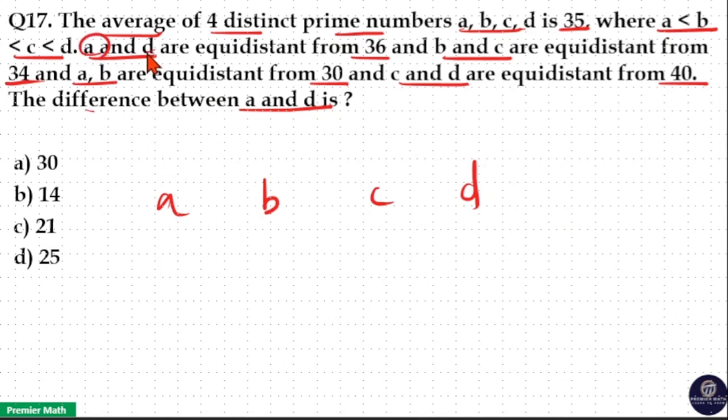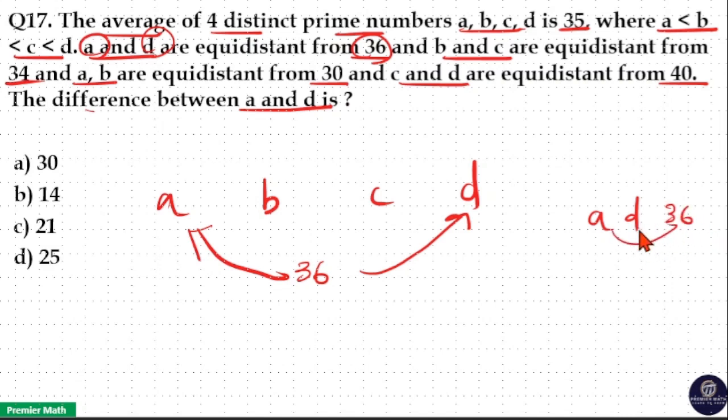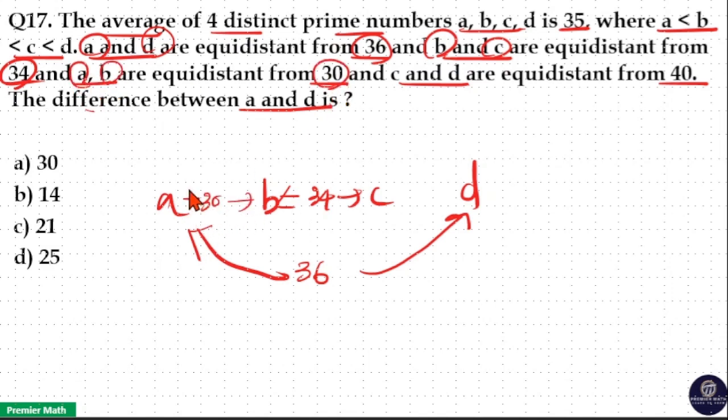Now A and D are equidistant from 36 means 36 is definitely between A and D, because if it is on the right side of both, the distances vary, and even if it is on the left side of both, the distances vary. So it is between A and D. In the same way, B and C are equidistant from 34, so 34 is between B and C. A and B are equidistant from 30, so 30 is between A and B. C and D are equidistant from 40, so 40 is between C and D. And all these are prime numbers.